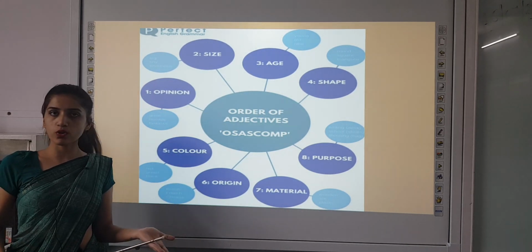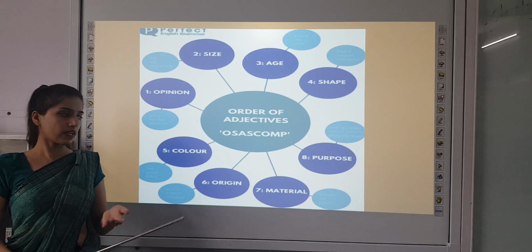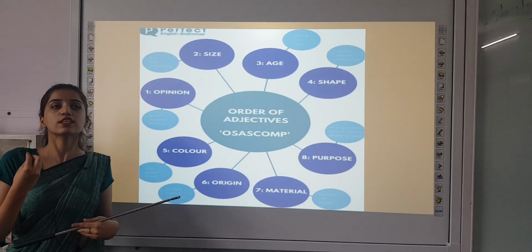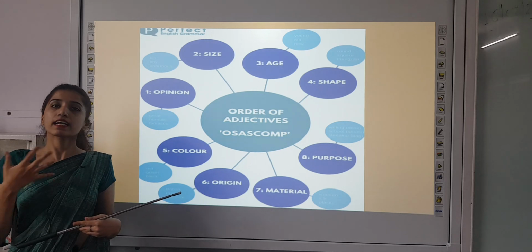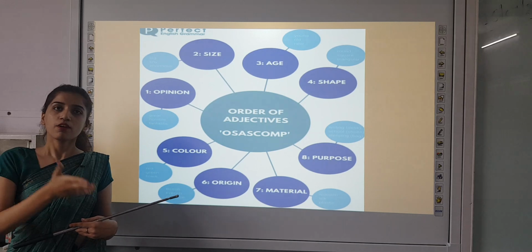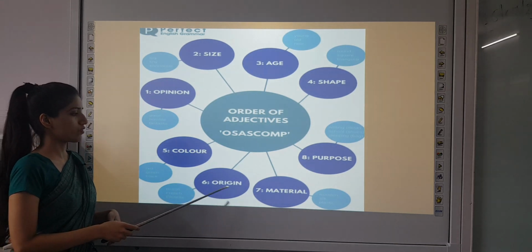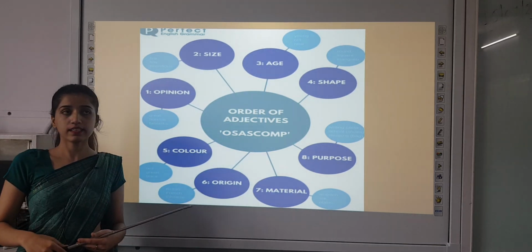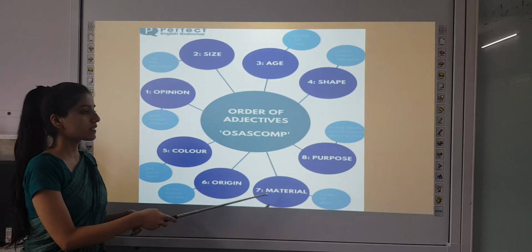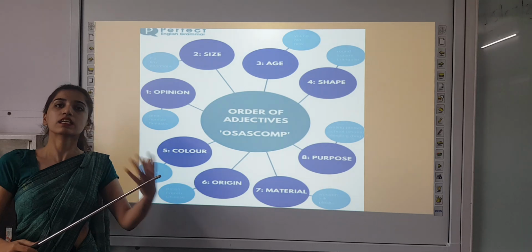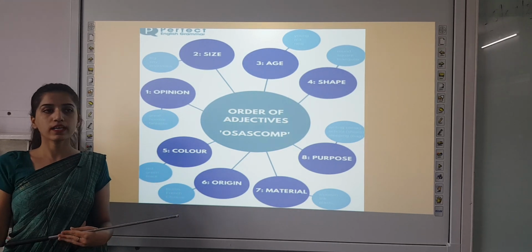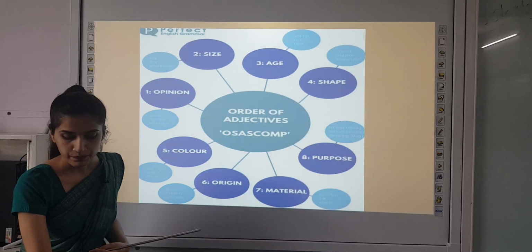Color, as you all know, red, orange, pink, green. Sixth is the origin. Origin we can say is the nationality, that is, we are Indian, so our nationality is Indian, Chinese, French. This is the origin. Seventh is the material, that is, we can say wooden, silk. That is the material. And eighth is the purpose, that is the reason why we are doing it, like writing, walking. That is the purpose.